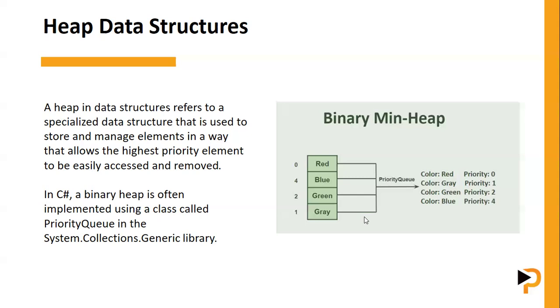There are two types of heaps: max heap and min heap. In C#, this can be accomplished using a class like PriorityQueue. However, the default PriorityQueue creates a min heap, which means the data will be fetched with the minimum priority first. A max heap is if you want to fetch the data with the highest priority first.